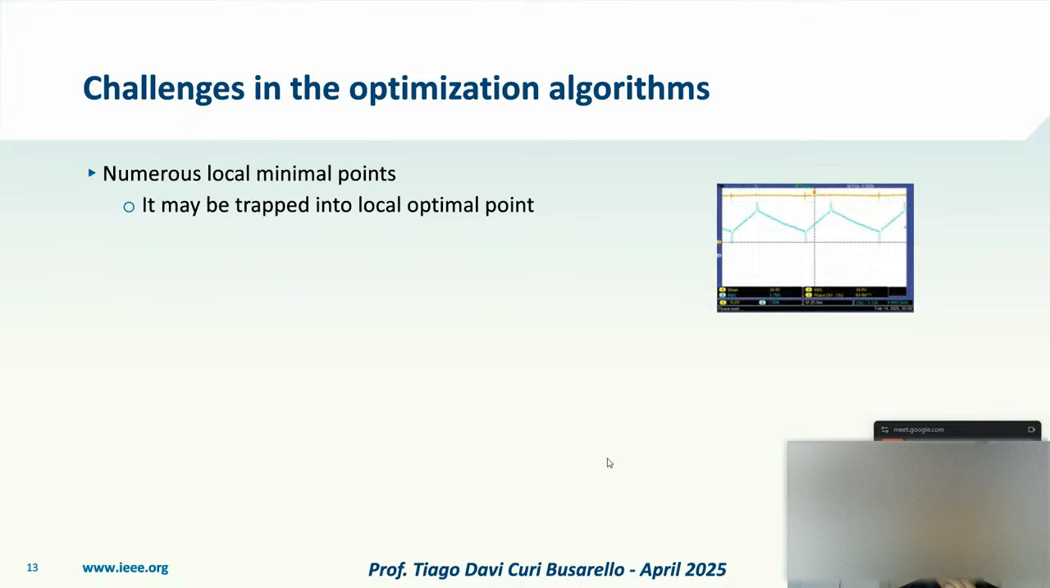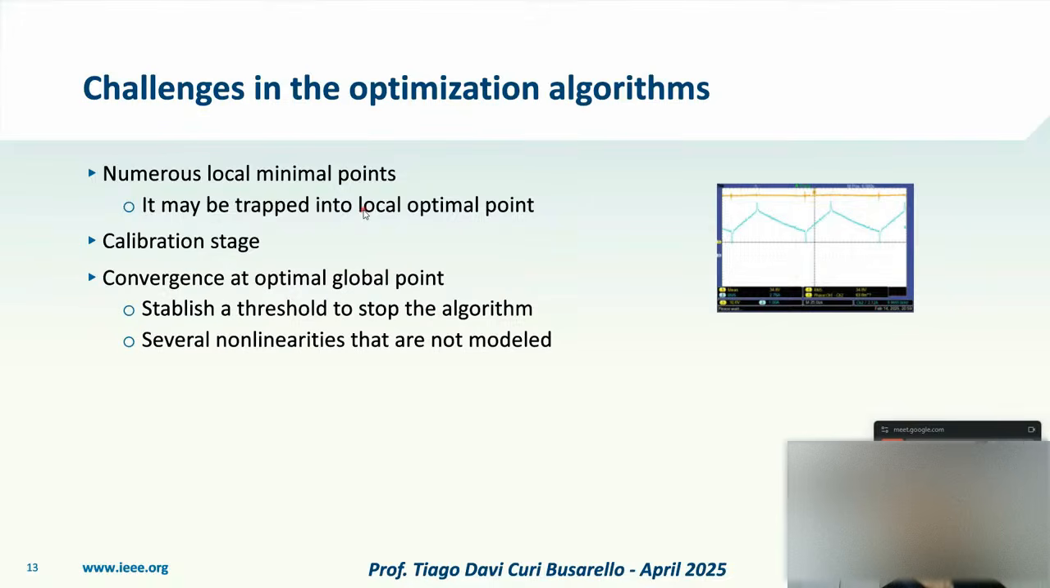Let's talk about some challenges in the optimization algorithm. Why is this not so easy to get? Because first, it's a model with several parameters that you are changing. You have here several local minimal points. The algorithm may be trapped into a local optimal point. Several algorithms have a calibration stage that you need to do before everything is working. Also, the convergence at an optimal global point has some challenges.